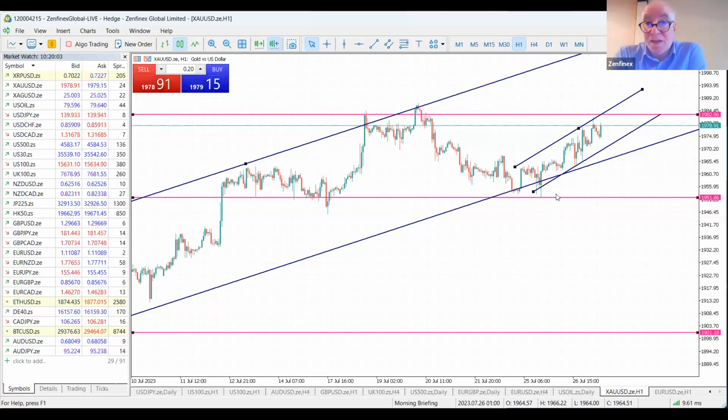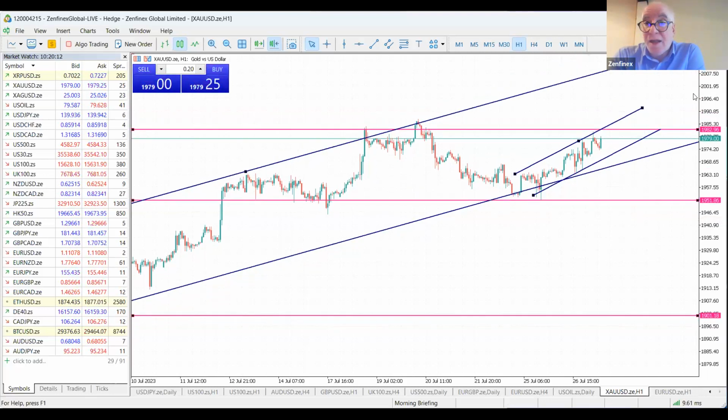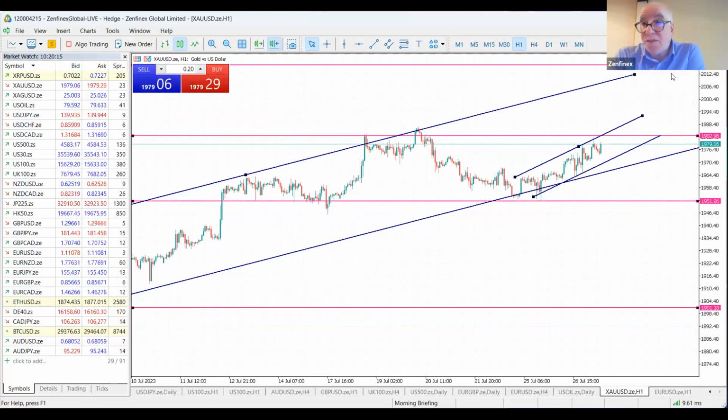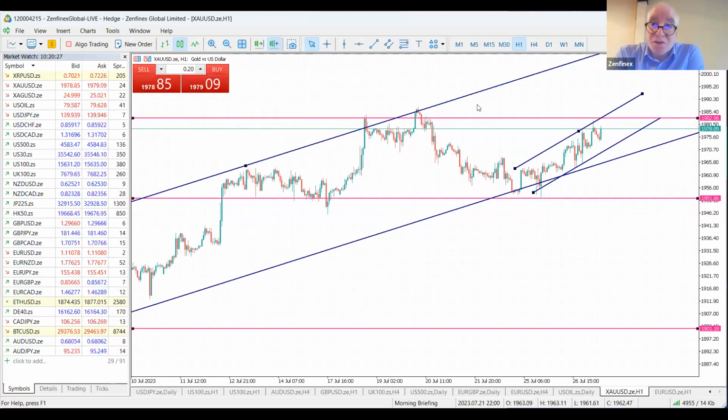There's only two things that could happen, well, three things. One, it could go sideways for a period of time, absolutely possible. It could break out and head back up to the 2016 levels. Or it could not be able to get above 1983 and start consolidating around here. So these are the three scenarios that we're looking at for gold, and what we're trying to do is have a plan for each of those particular scenarios. So let's now go a little bit closer.